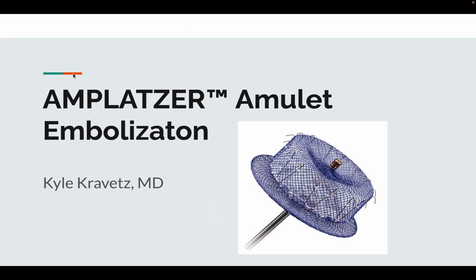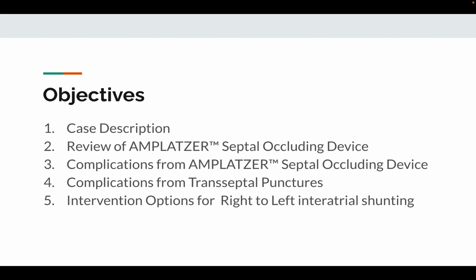M&M time. We're going to talk about an Amulet embolization case that happened at the end of May. Really educational case. I think there's a lot to learn from. Let's begin. What we'll do today is talk about the case itself and then review this specific left atrial appendage occluding device, and then talk about the complications of this particular device, and then some complications that can relate to transseptal punctures, and then what are our options if we do encounter right to left interatrial shunting, which is one of the complications that we saw in this case.